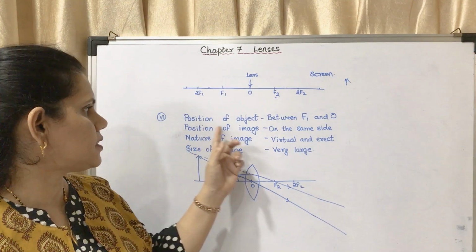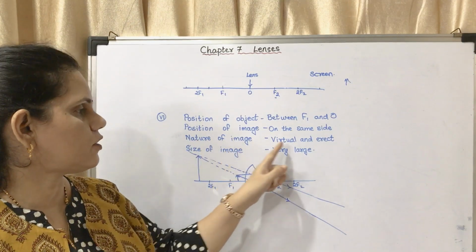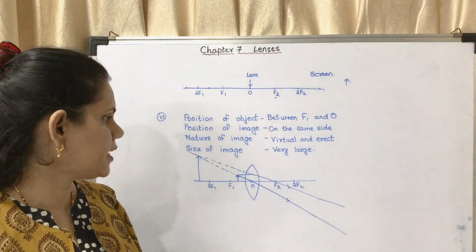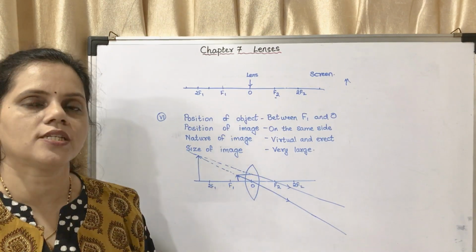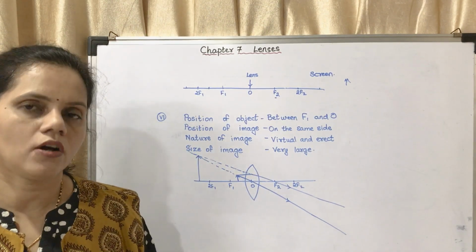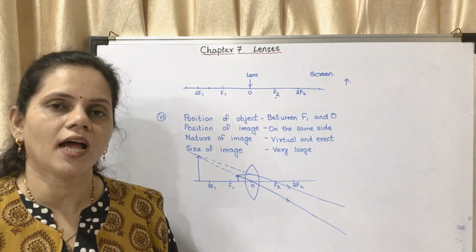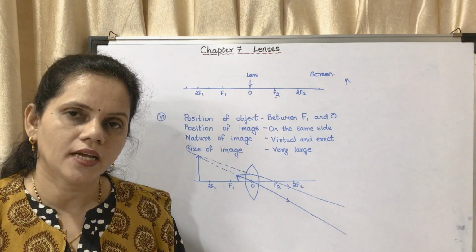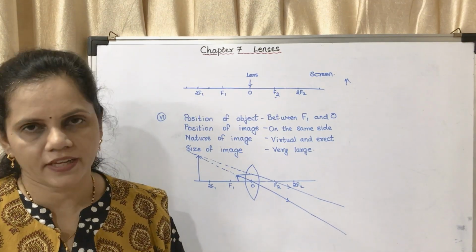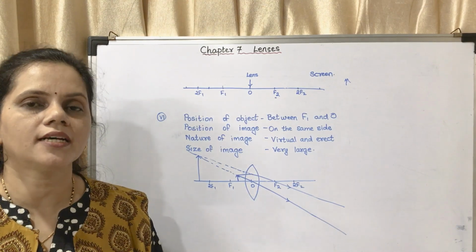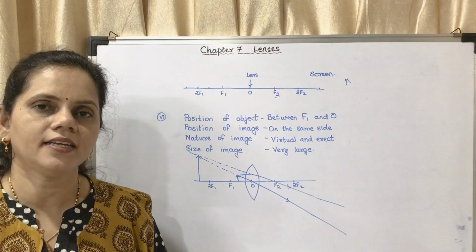So where is the position of the image? The image is on the same side. The nature of the image is virtual and erect. The size of the image is very large. So these are the 6 conditions for convex lens. What are they? At infinity, beyond 2f1, at 2f1, between f1 and 2f1, at f1 and between f1 and O. You have to learn the table very thoroughly, practice the ray diagrams very thoroughly.